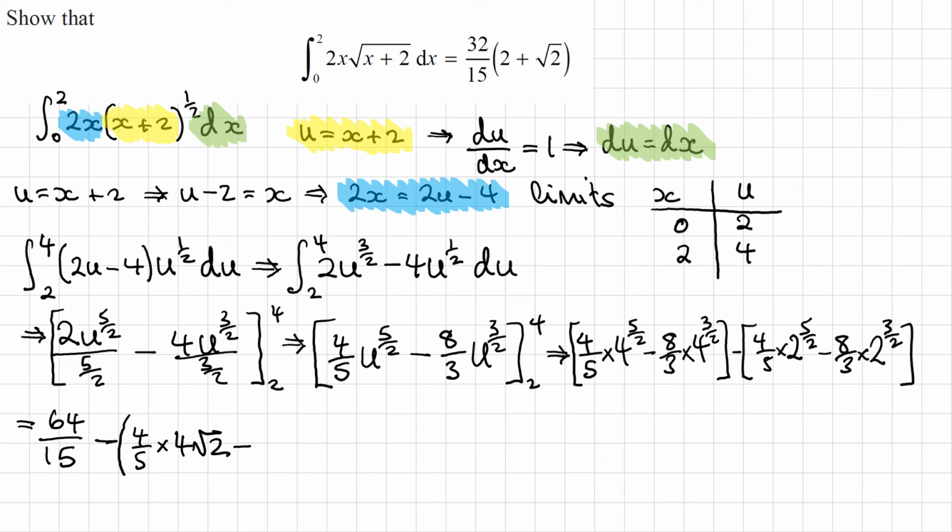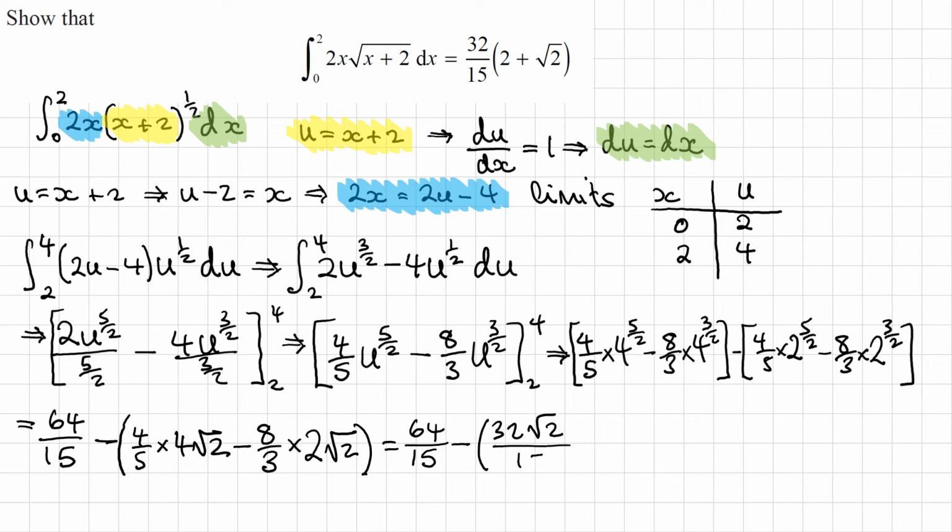And then 8 over 3 times by, again over here, 2 at the bottom is going to give me root 2. Then root 2 cubed, root 2 times root 2 times root 2 is going to be 2 root 2. So 2 root 2. Okay, so now my calculator can cope. So I've got 64 over 15 minus, now the calculator gives me a negative 32 root 2 over 15.